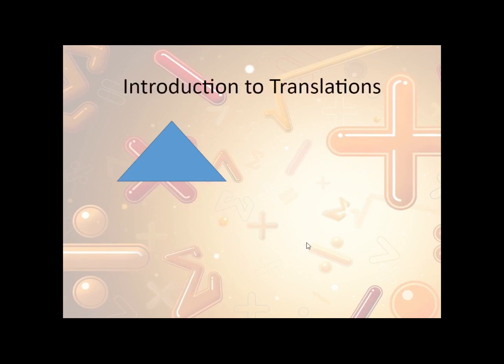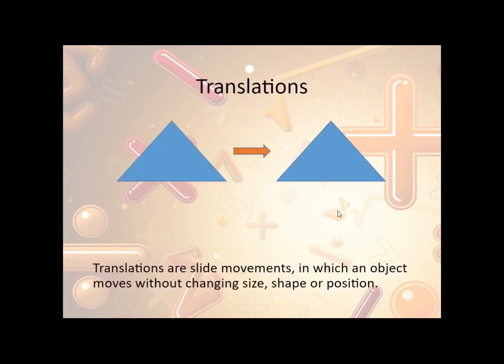So introduction to translations. Here's our triangle. If we were to slide it, it could move and look like that. Or we could slide it down. Or we could slide it to the left. So all of these are translation movements. Translations are slide movements, and it does not change size, shape, or position. Notice it doesn't change direction. It doesn't flip and turn. It doesn't flip over. It doesn't rotate at all. It's exactly the same. The top stays the top, the bottom stays the bottom, the left side stays the left side, and the right side stays the right side.